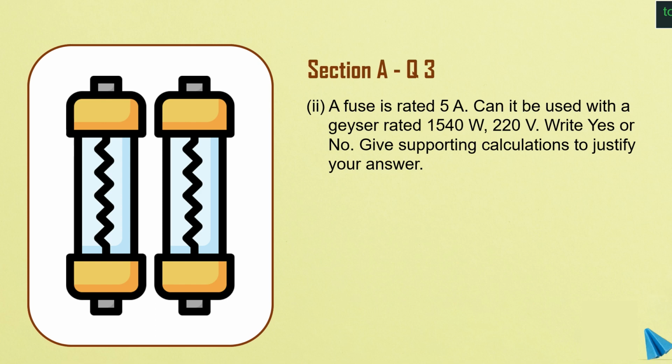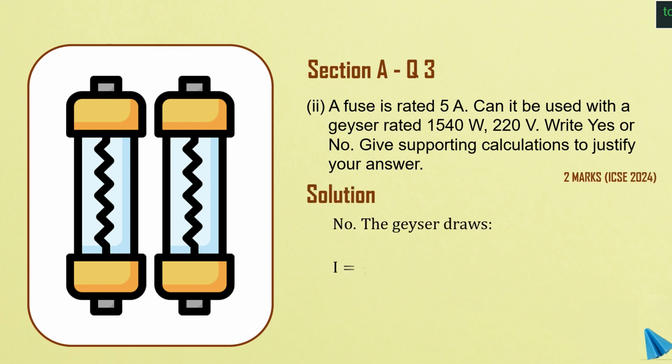Let's have a look at the next question, question number 2 of section A, question 3. A fuse is rated 5 ampere. Can it be used with a geyser rated 1540 watt or 220 volt? Write yes or no. Give supporting calculations to justify your answer. Let us see the solution now.